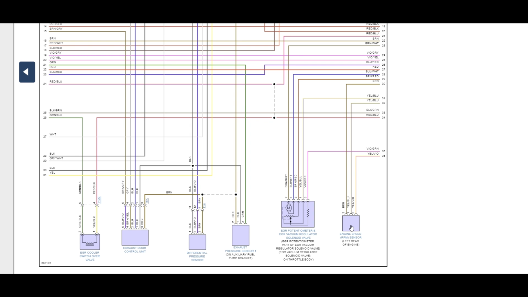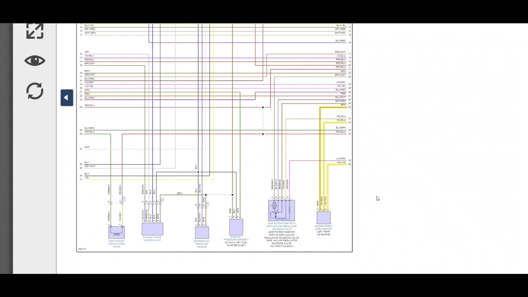Is it using a 12 volt feed? Is it using a 5 volt feed? Is it sharing grounds with other sensors? So I need to dissect this diagram. So step one is, let's highlight these and let's see where these three wires go.